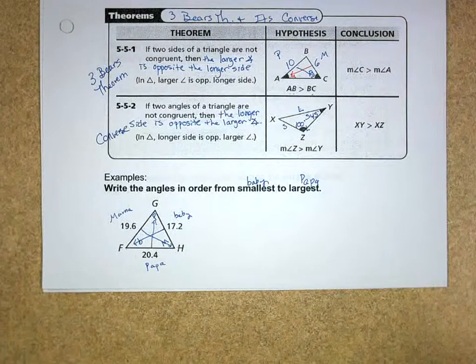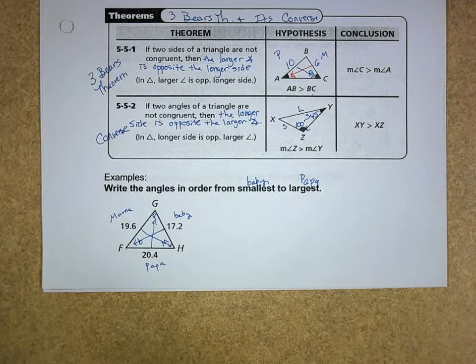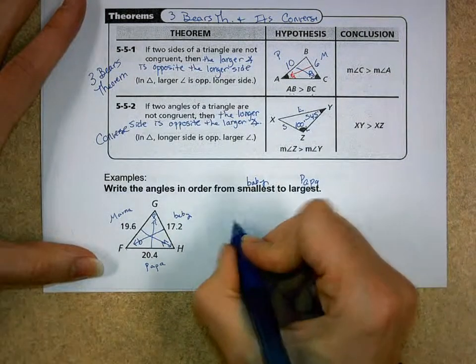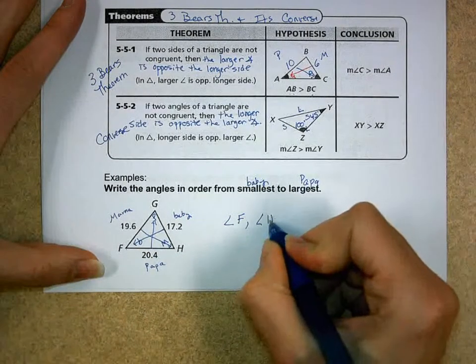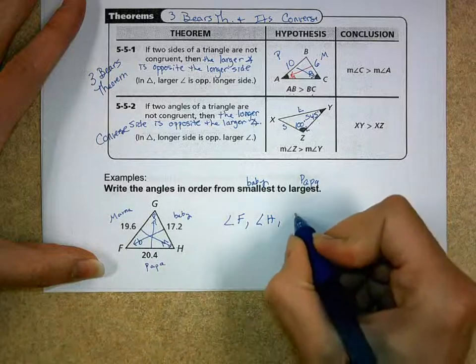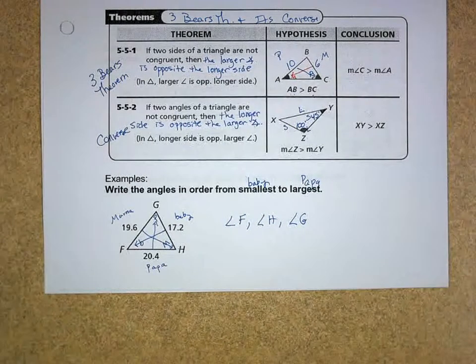So let's name the angles now from smallest to largest using mama, papa, and baby. So what's our baby one? Angle F. What was our middle one? Angle H. And what was our papa one? Angle G. Think of it like the three bears.